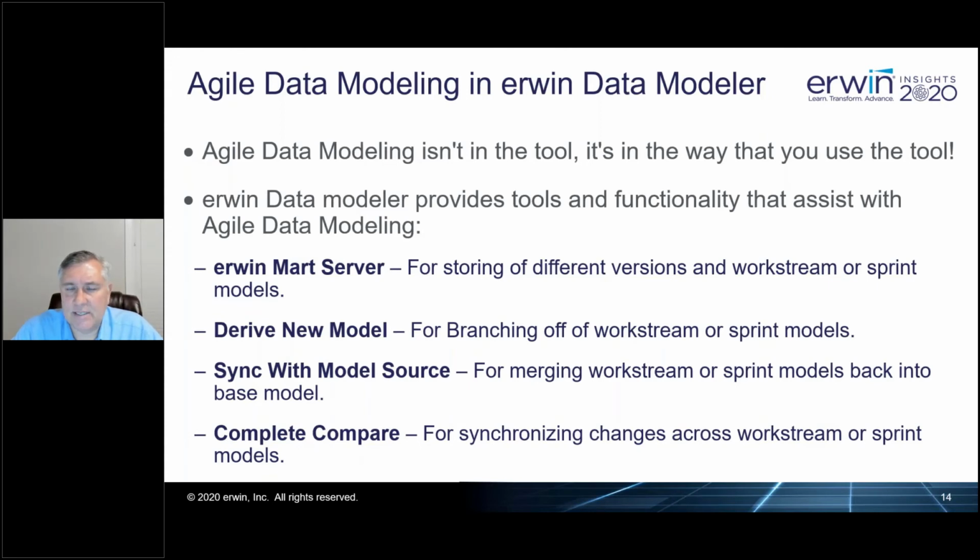The traditional design layer approaches, all of that is built in the tool, and we will leverage all of those. But these 4 I find very important to the process. The first one is the Erwin Mart Server. Now, traditionally, we need the Mart Server for storing all of our models, because Agile is very evolving and fast-paced, we need to be able to manage our versions very effectively, and the different versions and the different work streams and sprints of the models.